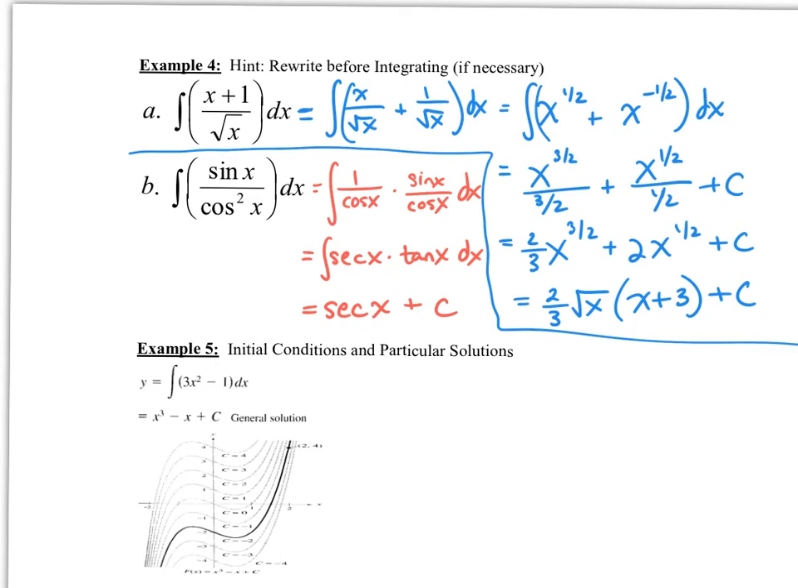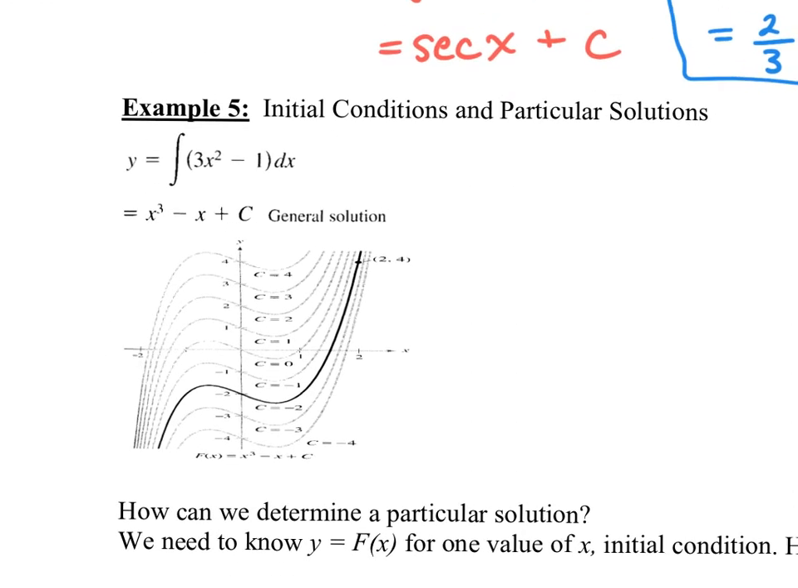So with initial conditions and particular solutions, the reason why we have the plus c and what it looks like in a graph is this. If I integrate 3x squared minus 1, I get x cubed minus x plus c. This plus c is what is considered the general solution. A particular solution is when you're actually given a specific point on the graph so that you could find a particular answer for that condition.